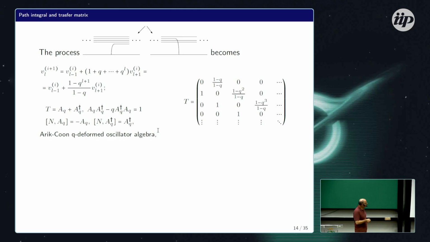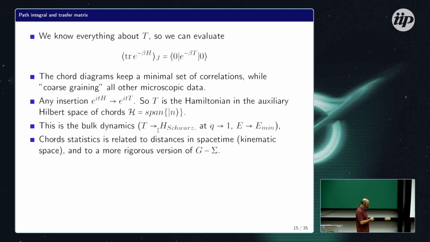Now, you see I wrote A and A dagger here. They are dagger of each other with respect to some non-trivial norm, which I'm going to get to in a second, which is a little bit painful. But of course I can conjugate this matrix to something that is Hermitian in the ordinary norm. But it's important to keep track of this norm for reasons that I'll discuss later.